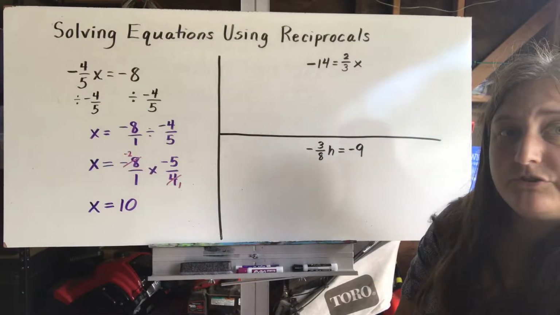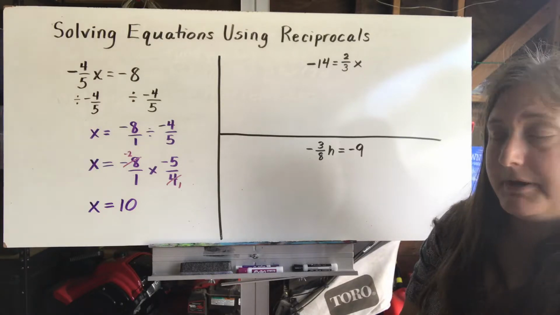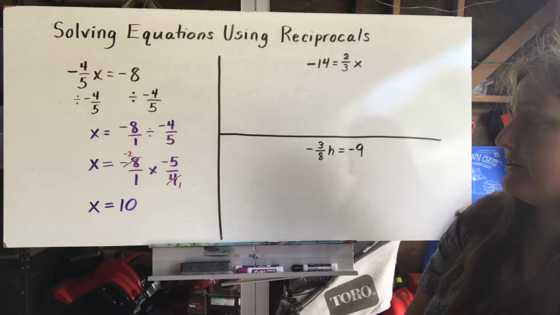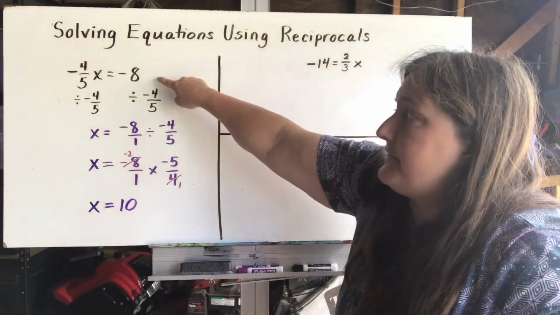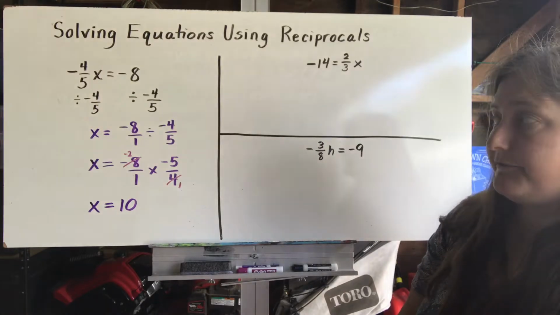When we're solving equations, it makes sense to sometimes use reciprocals. Remember, the reciprocal is the flip of a fraction, or when you reverse the numerator and the denominator. And let's see why that would be useful. So if I'm trying to solve an equation like negative 4/5 x equals negative 8. So I'm multiplying by negative 4/5.